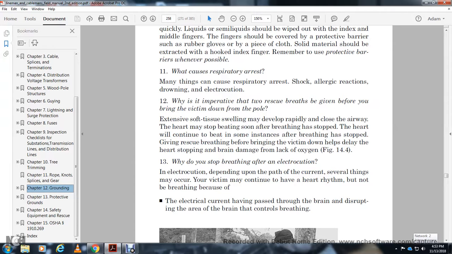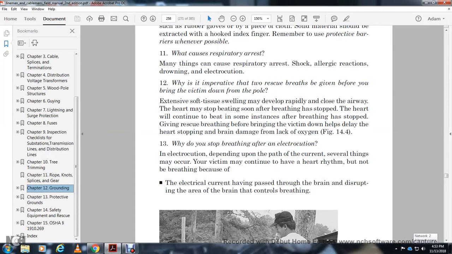Why might breathing stop after electrocution? Electrocution may leave the victim's heart continuing to beat with a pulse, but no breathing, because the electrical current passing through the brain can disrupt the area of the brain that controls breathing.